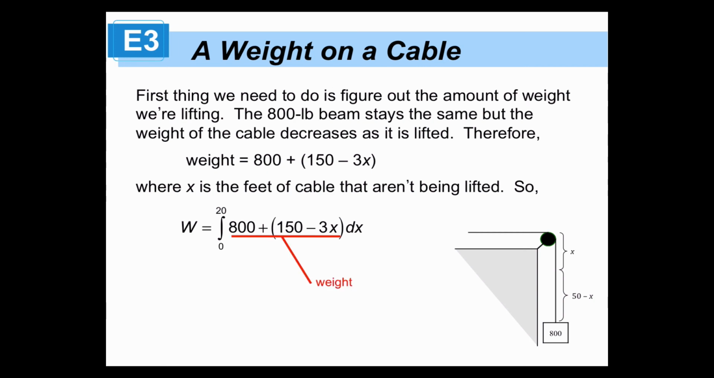So again, this is the weight of the object, that's the beam plus the cable. The dx is how far we moved it. We're just moving it a little bit, but we're taking those little bits and adding them up from 0 to 20. And just for practice, go ahead and solve that one without integrating.